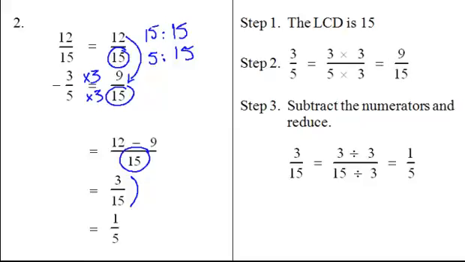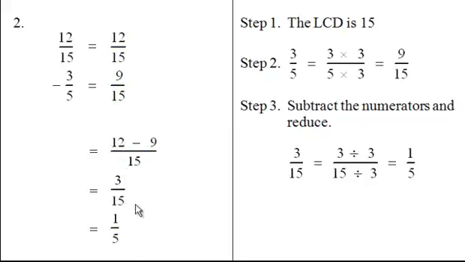I can factor out a common factor from both the top and the bottom. In fact, I can divide the top by 3 and I can divide the bottom by 3. If I do that, 3 divided by 3 is 1, and 15 divided by 3 is 5. So 1/5 is your final answer.